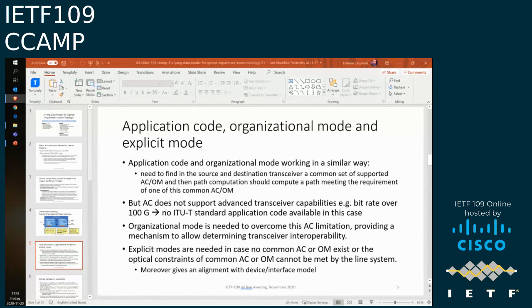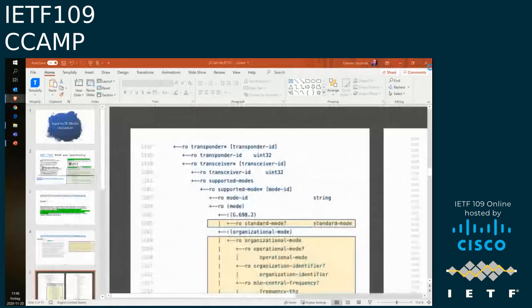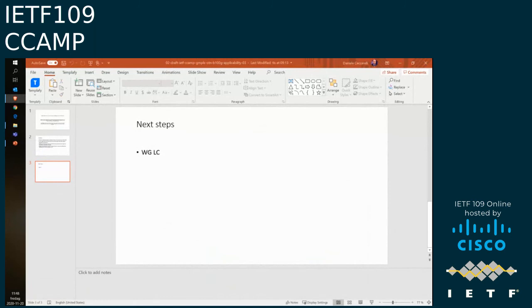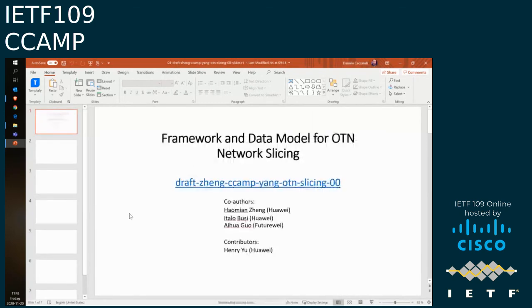Thanks a lot, everyone. And we now jump to the last presentation on OTN slicing. It's less than the 20 minutes allocated, but it's 2 minutes more than the 10 asked. So it's still a trade-off.